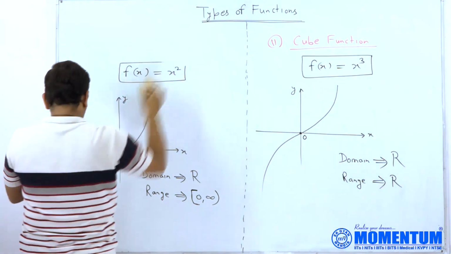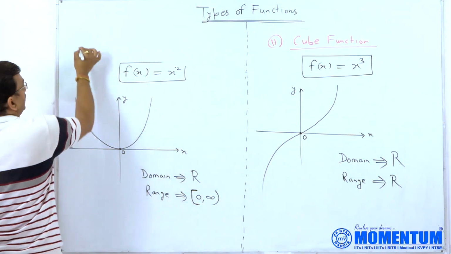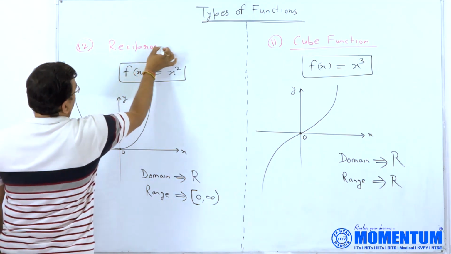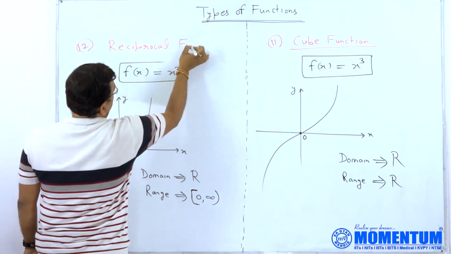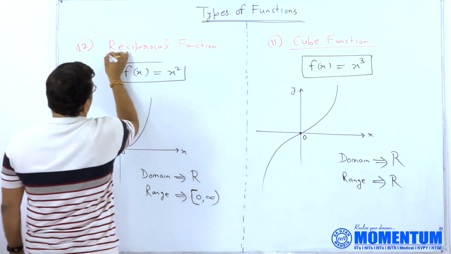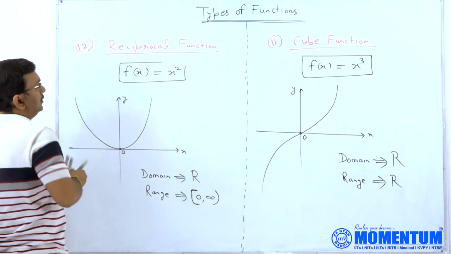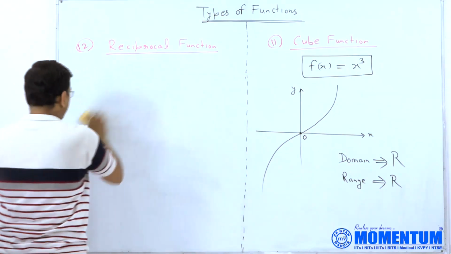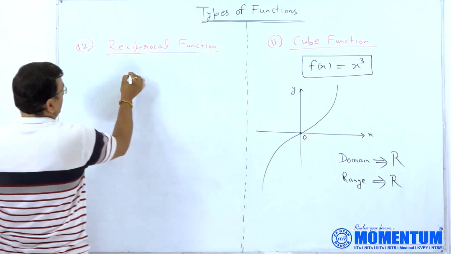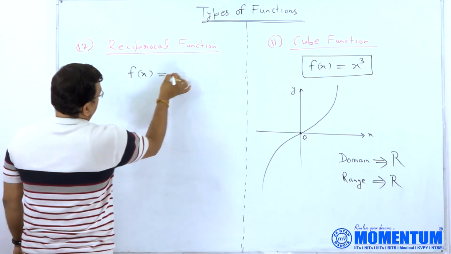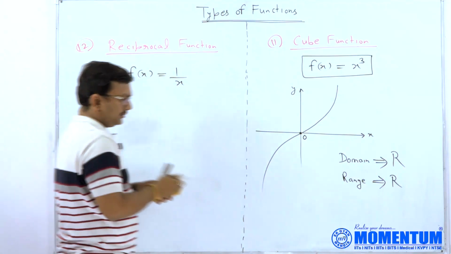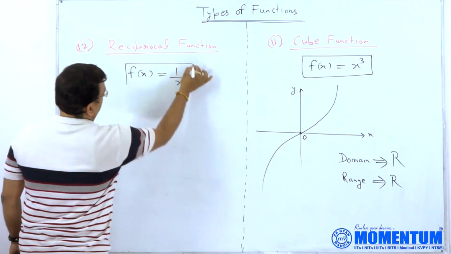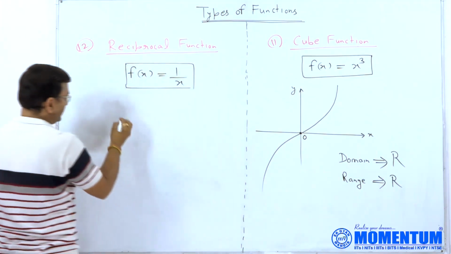Now, I am coming to number 12, reciprocal function. What is reciprocal function? F of x is equal to 1 upon x. This is called reciprocal function. Its graph.